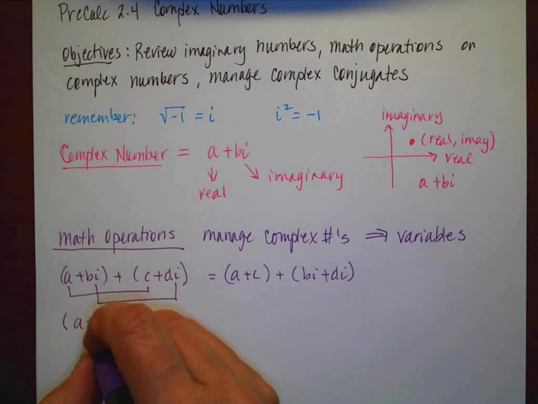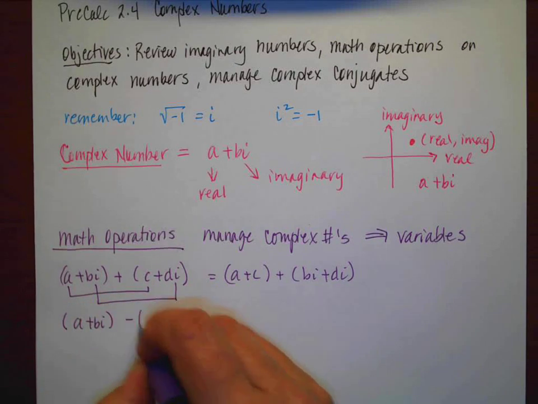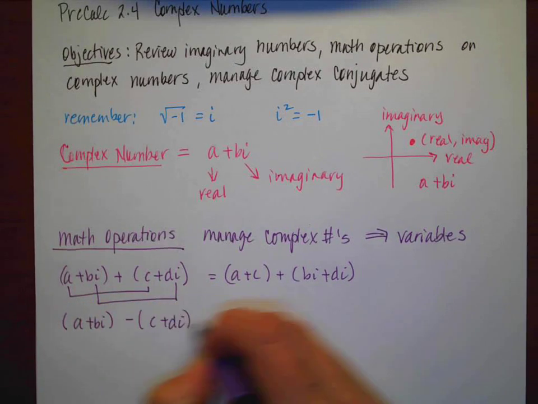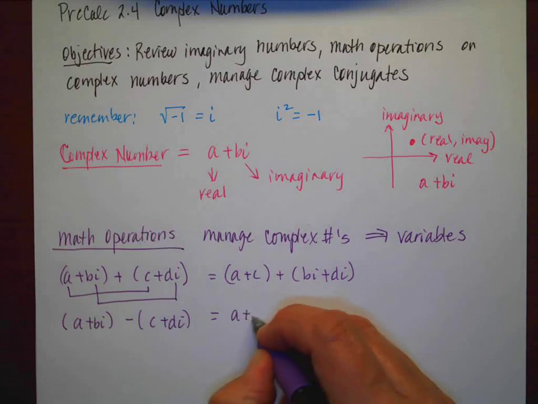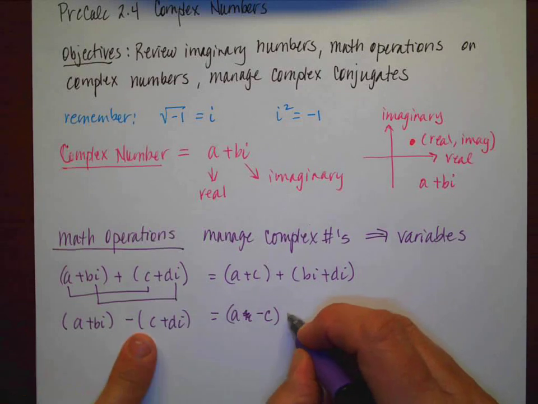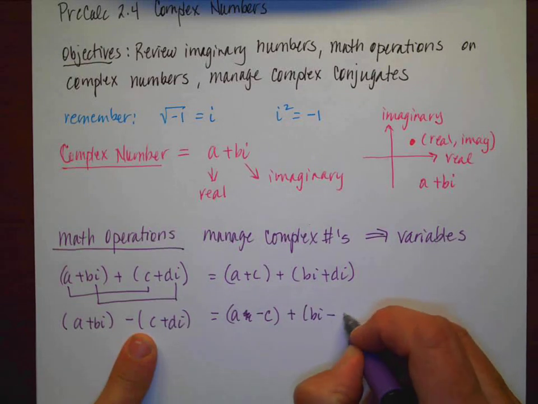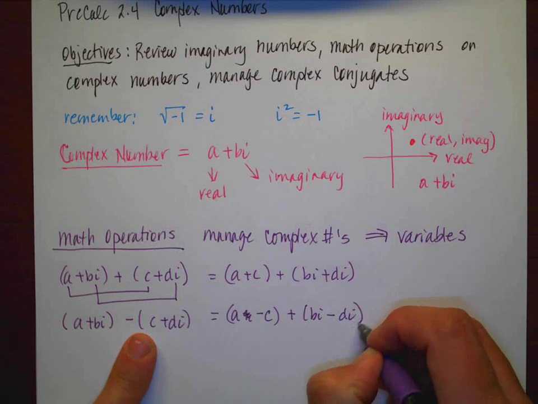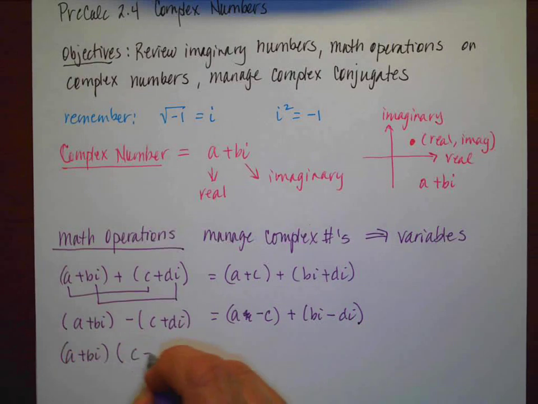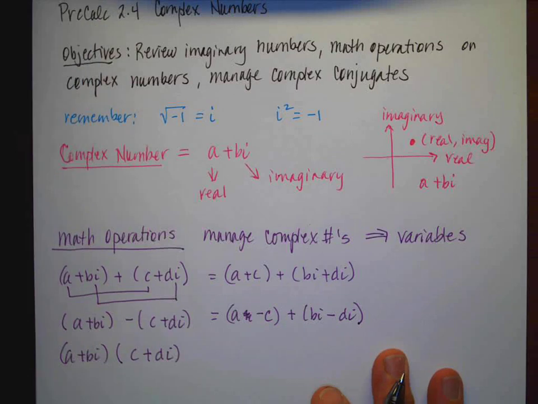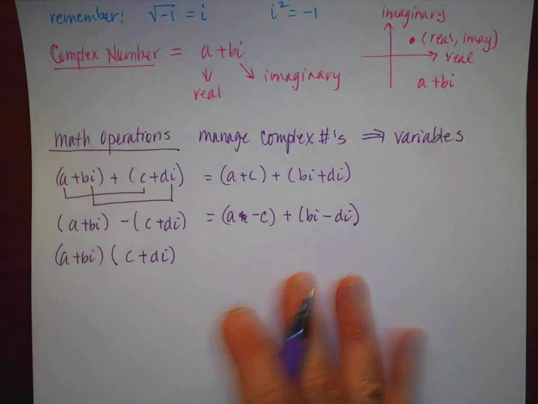All right, so then if I have a + bi and I subtract c + di, again, like things play together, so this is a minus c, and then I'm going to do bi minus di because I have to distribute the negative. The next one is, what if I have a + bi and I multiply it by c + di? And this kind of creates a special situation.